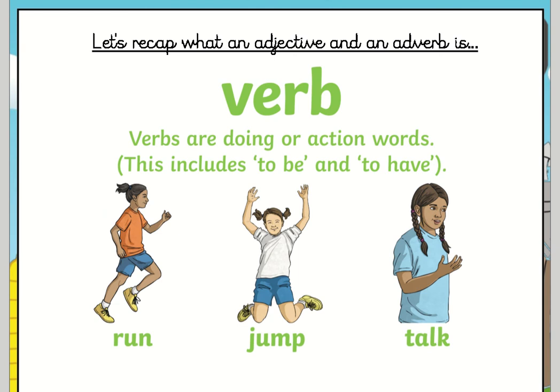We're then going to move on to verbs, and verbs are doing our action words, which includes to be and to have. So run, jump, talk, right now, listen. Anything that you can do is a type of verb.